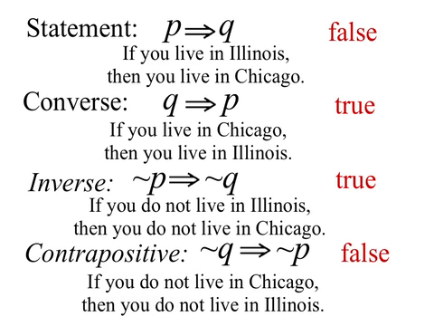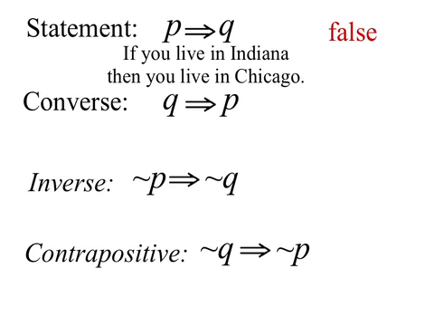Notice in our last three cases, the statement and the contrapositive have always agreed. If the statement is false, the contrapositive is false. The converse and the inverse have always agreed. If the converse was true, the inverse was true, and vice versa.